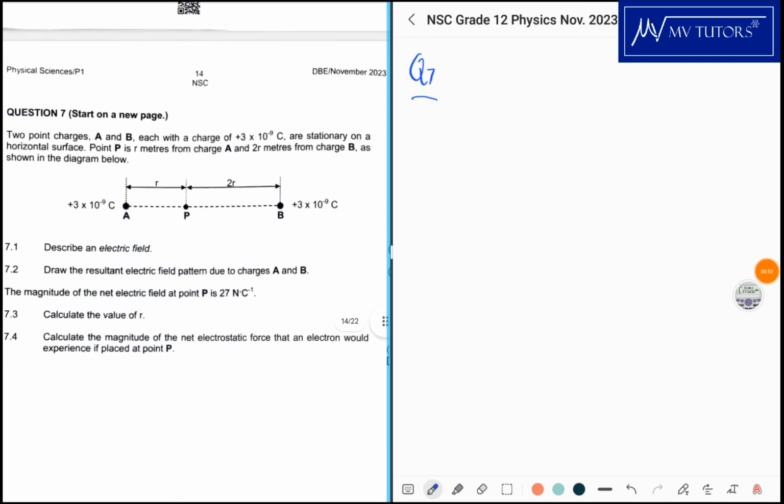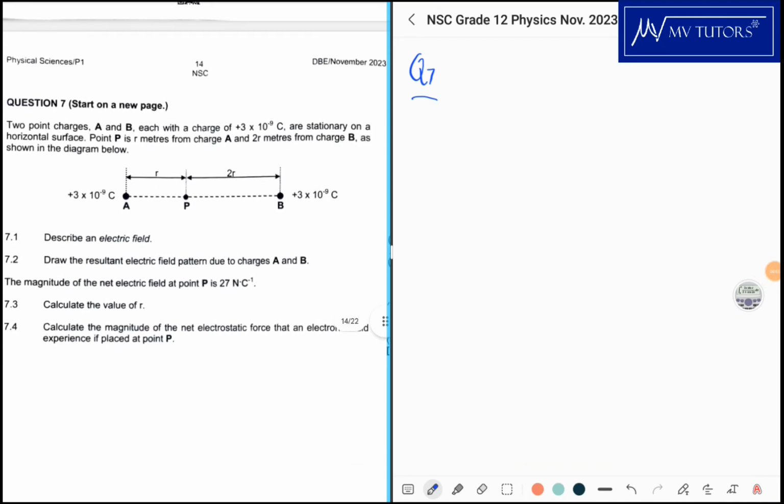Question 7. It says two point charges A and B, each with a charge of positive 3 times 10 to the negative 9 coulomb, or you could say 3 nanocoulomb, are stationary on a horizontal surface. Point P is R meters from charge A and 2R meters from charge B, as shown in the diagram below. So we can see that quite well, and you can go ahead and answer the question.